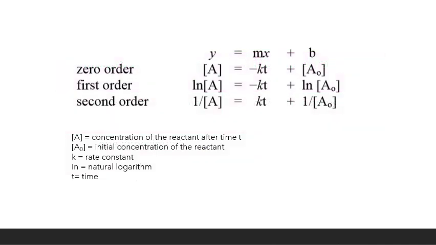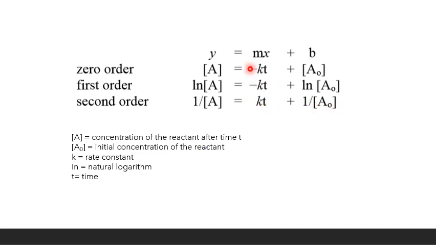For integrated rate law, the time and the concentration are related for a zero order reaction through this equation: concentration A equals negative kt plus concentration A0. For the first order reaction, the concentration and time are related by log concentration A equals negative kt plus log concentration A0. And for second order, 1 over concentration A equals kt plus 1 over concentration A0.